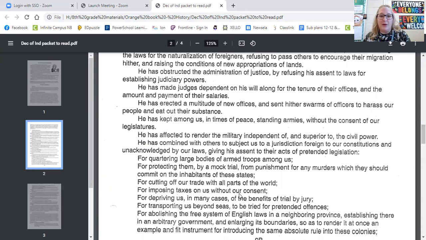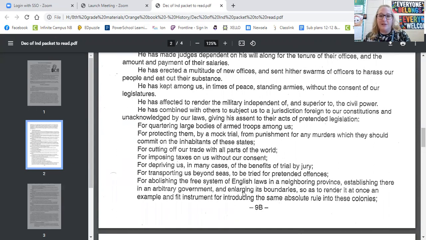Okay, no highlighting here. He has affected to render the military independent of and superior to the civil power. He has combined with others to subject us to jurisdiction foreign to our Constitution and unacknowledged by our laws, giving his assent to their acts of pretended legislation. Highlight this part. For quartering large armies of armed troops among us, the Quartering Act. For protecting them by mock trial from punishment for any murders which they should commit on the inhabitants of these states.